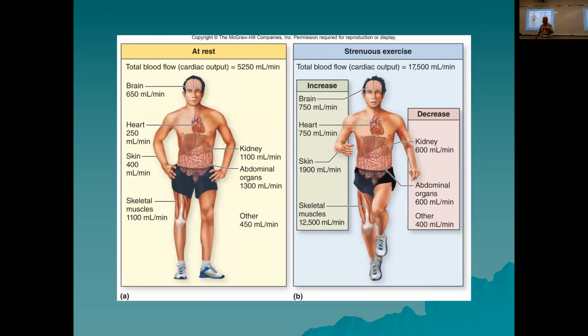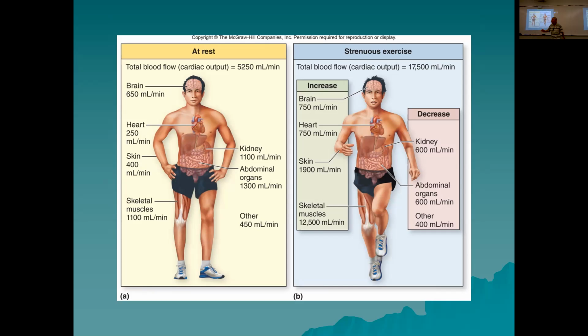Okay, so here's the same thing again. Here's how blood flow can be really different in different parts of the body depending upon the needs at that moment. As I said, at rest and strenuous exercise, total blood flow is up here. So if you're just at rest, your brain gets 650 milliliters per minute, heart 250, skin 400, skeletal muscles 1100. You don't have to memorize these numbers, but just realize about where they are. Kidney 1100, abdominal organs 1300, others 450.